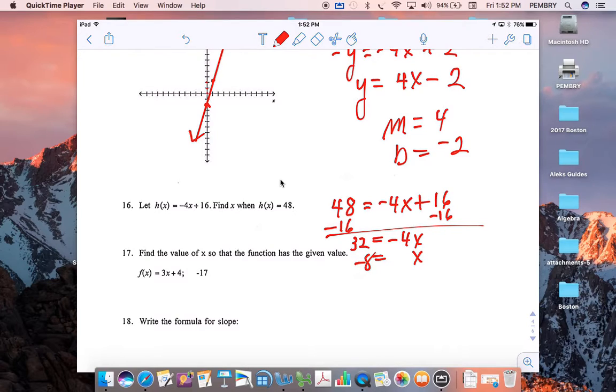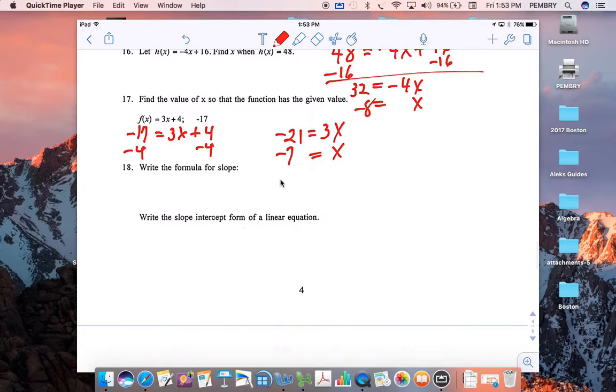This one is the same type of problem. We'll put the negative 16 in place of the function. We'll subtract 4 from both sides, and we get negative 21 equals 3x, so x equals negative 7. Number 18 was the same as the previous problem, and the second part was y equals mx plus b.